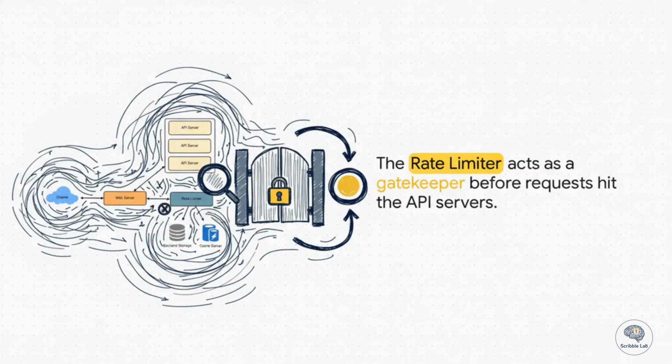So here's the big picture. All the client requests come in, but before they even get a chance to talk to the main API servers, they have to get past our gatekeeper. The request only goes through if our rate limiter gives it the green light. Our entire focus today is on designing that little blue box right there.